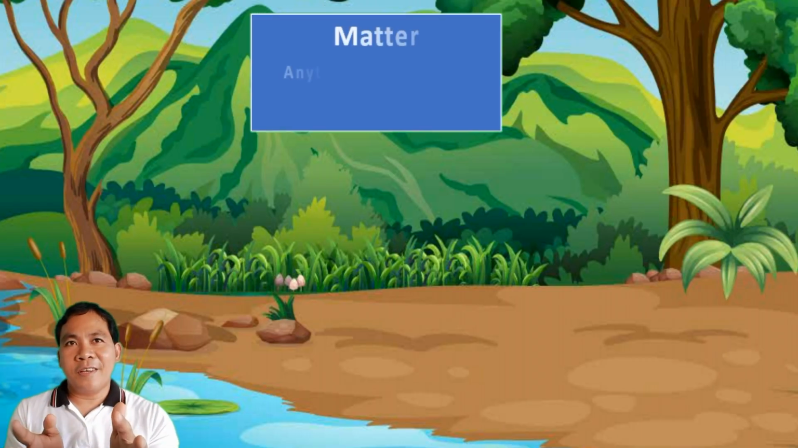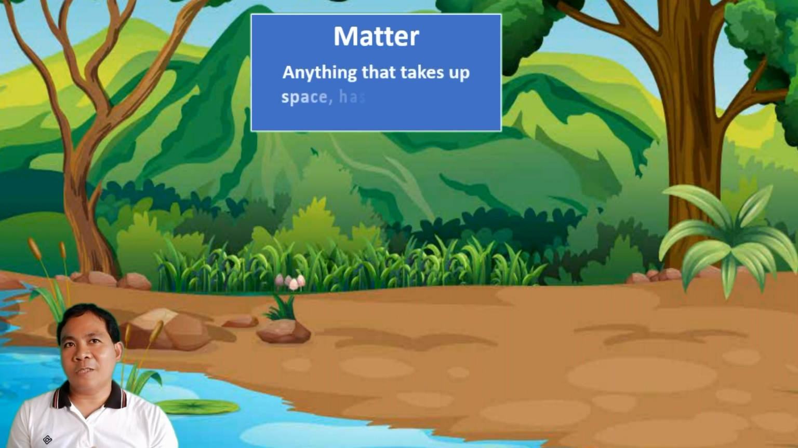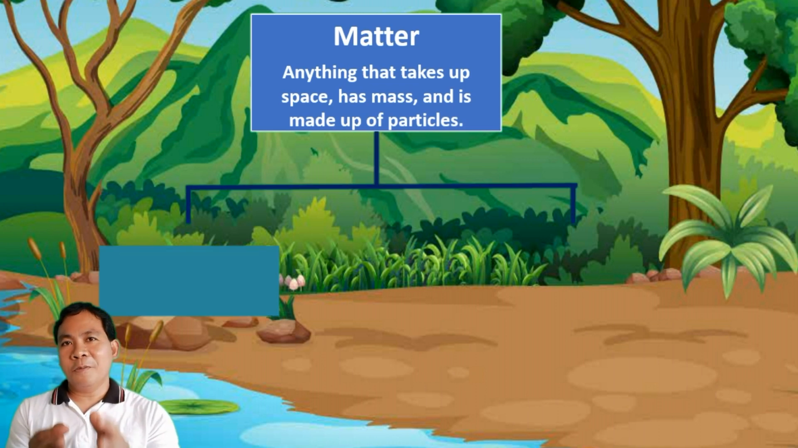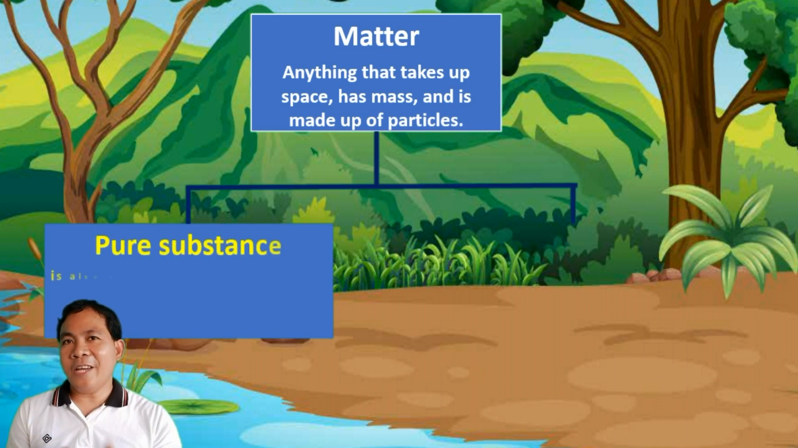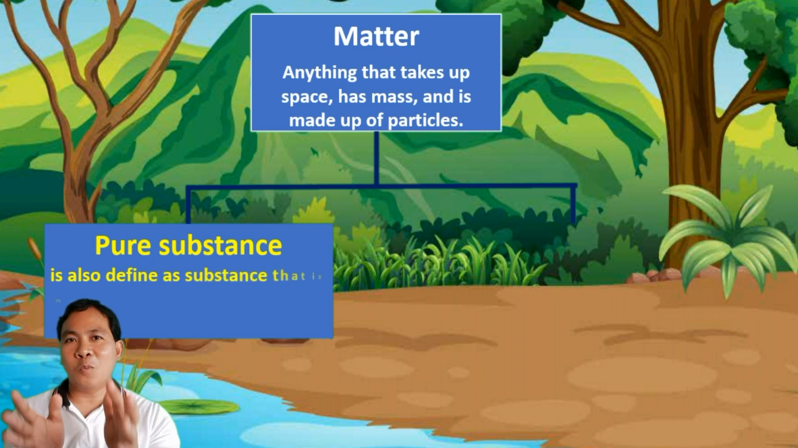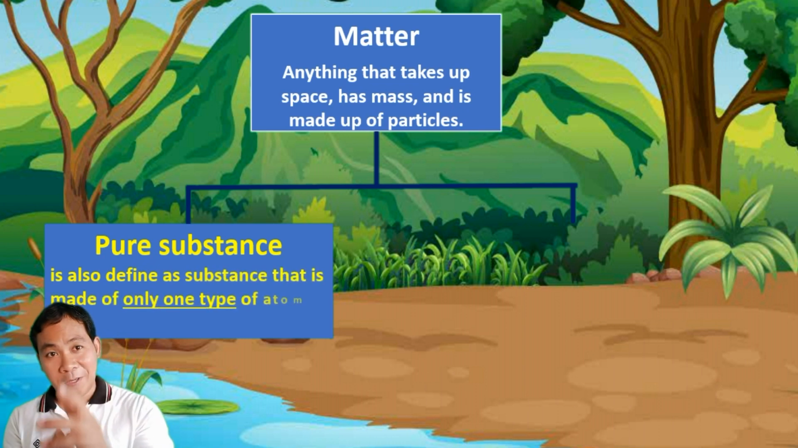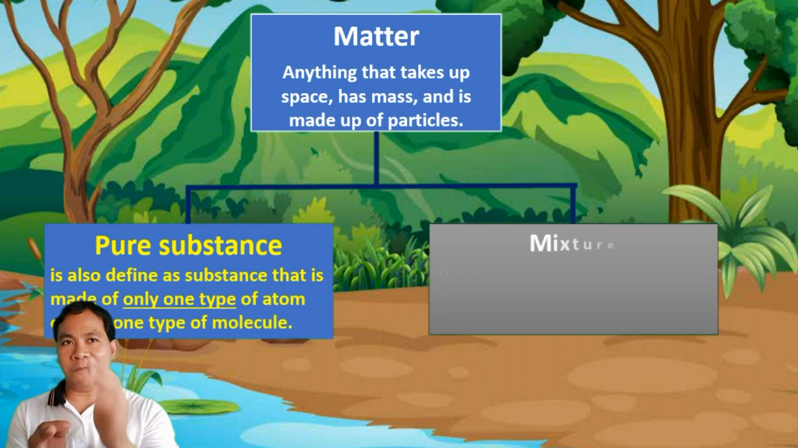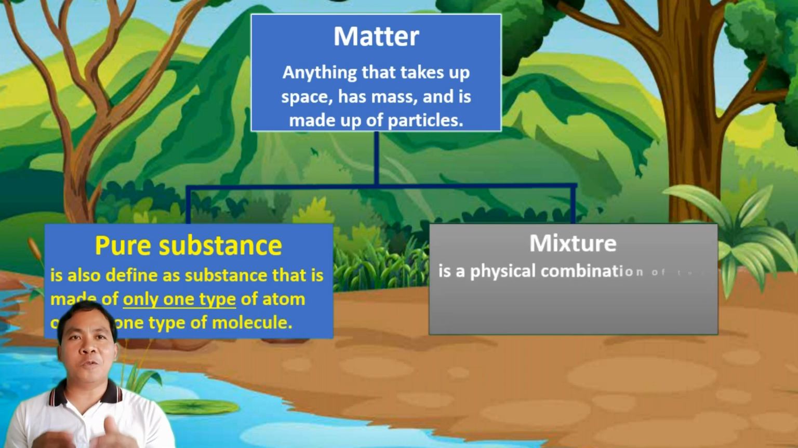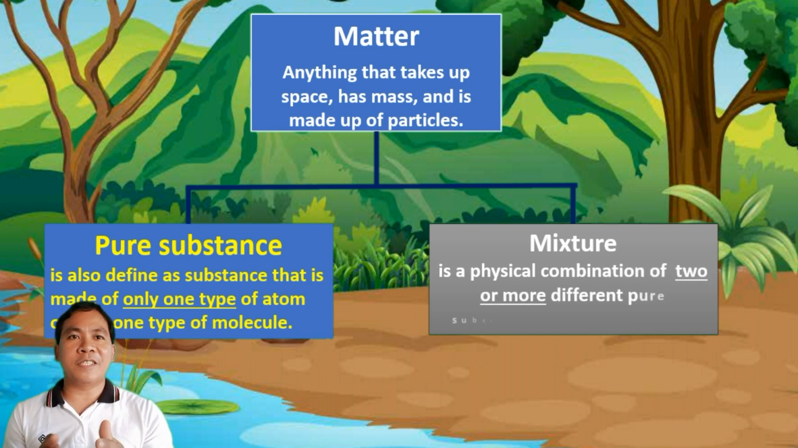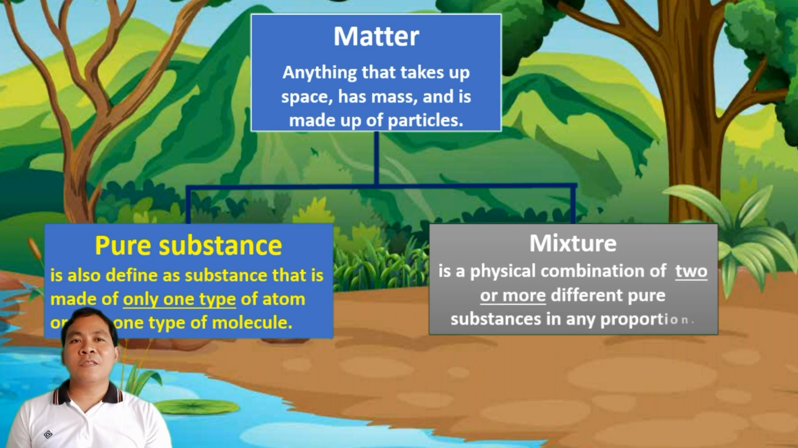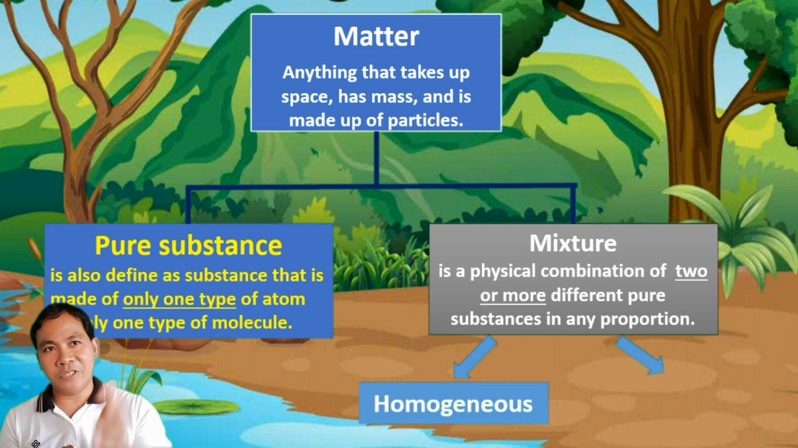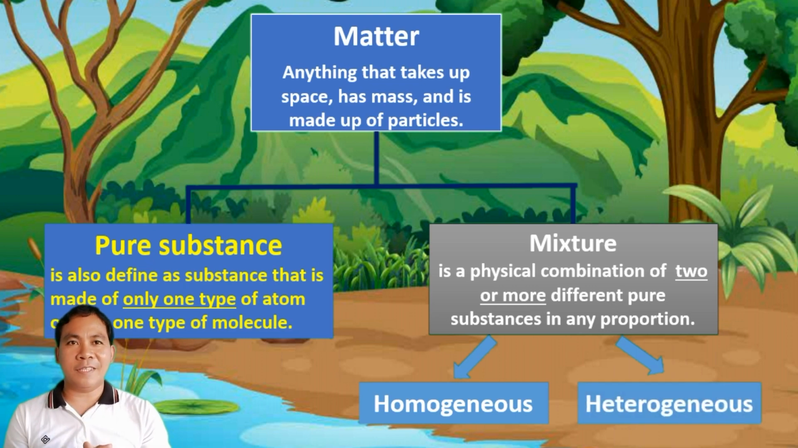Matter is anything that takes up space, has mass, and it is made of particles. There are two types of matter. Pure substance is also defined as substance that is made of only one type of atom or molecule. And we have mixtures, or mixture is a physical combination of two or more different pure substances in any proportion. There are two types of mixtures, the homogeneous with only one appearance and heterogeneous with two or more appearances.